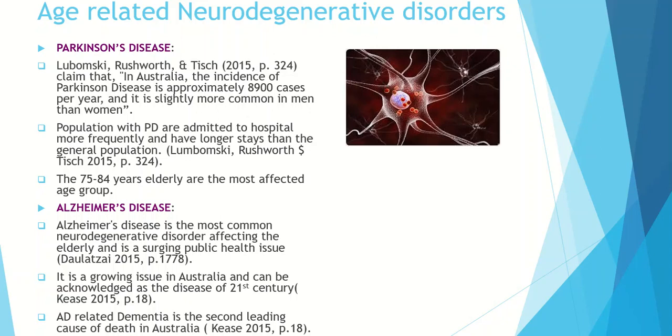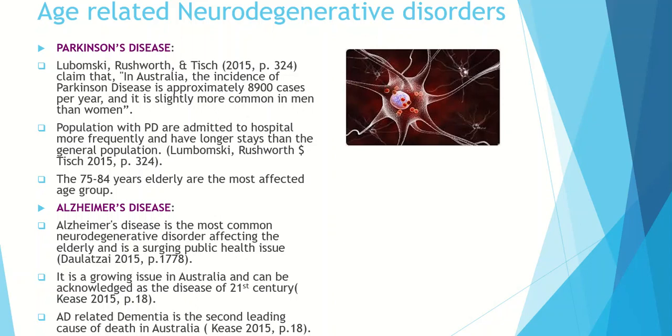Parkinson's disease is a disease of the central nervous system, which mainly affects the nerve cells of the brain. In Australia, the incidence of Parkinson's disease is approximately 8,900 cases every year, and it is slightly more common in men than in women. People with Parkinson's disease are often admitted to hospital more frequently and have longer stays in comparison to the general population. The 75 to 84 years old elderly are the most affected age group of Parkinson's disease.